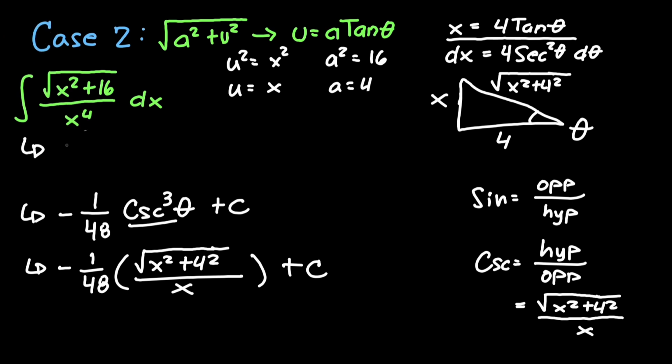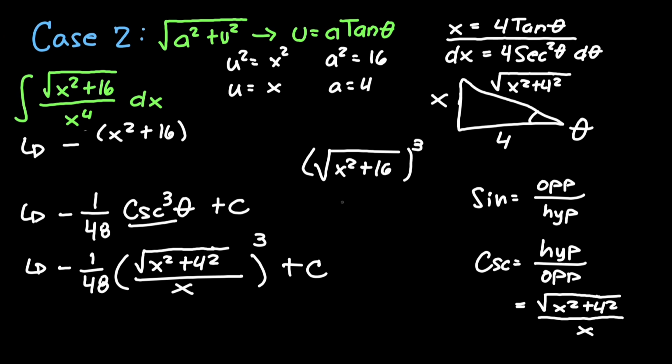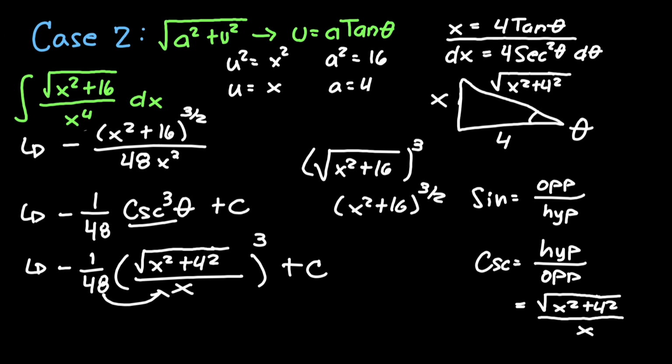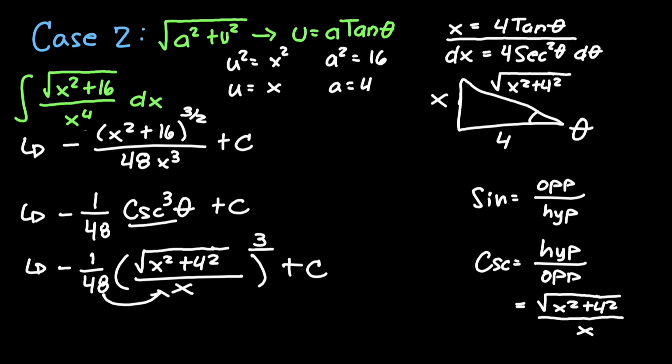And now the final answer here would be equal to negative, wait, don't forget the cube here. Negative, x squared plus 4 squared here is 16, and the square root of x squared plus 16 raised to the power of 3 would be equal to x squared plus 16 raised to the power of 3/2 over 48 multiplied by x, so it would be 48 x raised to the power of 3, because don't forget this is distributed like that. And don't forget to add the constant of integration. And now let this be your final answer.